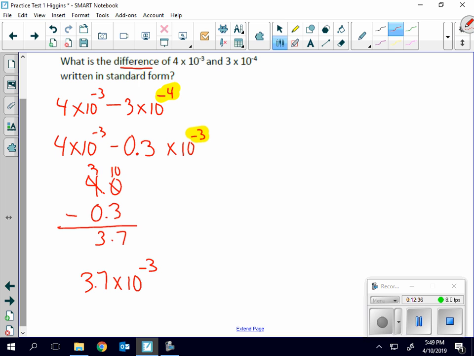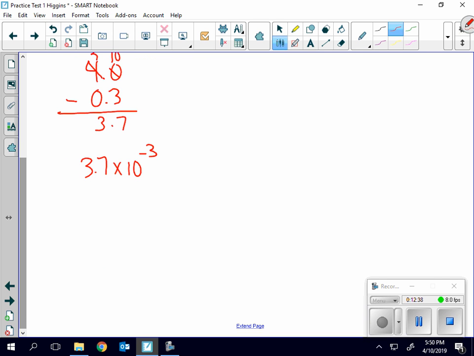But of course, they want it in standard form, which means I have to change this to standard form. So I have my 3.7 here. I'm moving the decimal 3 times, making it a smaller than 1 number because it's a negative exponent. So I have to move it to the left to make it a smaller than 1 number. So 1, 2, 3. So this is 0.0037.